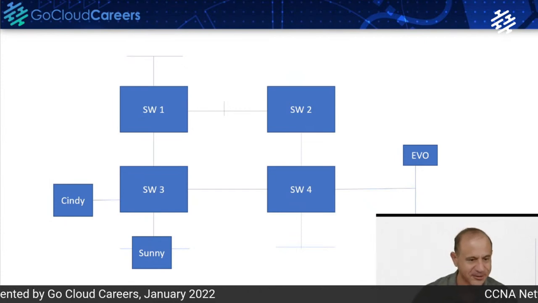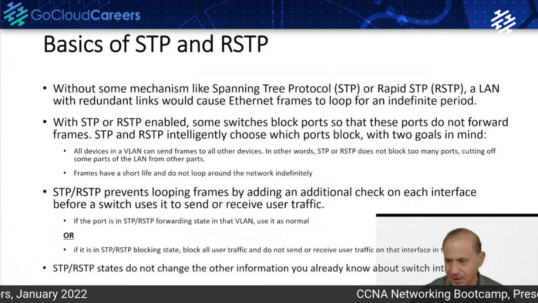So either use layer 3 or, you know, now we'll go back to this. Spanning tree, realistically speaking, is a redundancy protection. Without something like spanning tree or rapid spanning tree, as you can see, we just have broadcast storms. When you enable spanning tree or rapid spanning tree, some of the ports on certain switches will be blocked. The whole point is that loop avoidance strategy. It prevents loops by blocking ports, so keep that in the back of your mind. Spanning tree and rapid spanning tree prevent looping frames by adding an additional check on the interface before the switch sends the traffic.